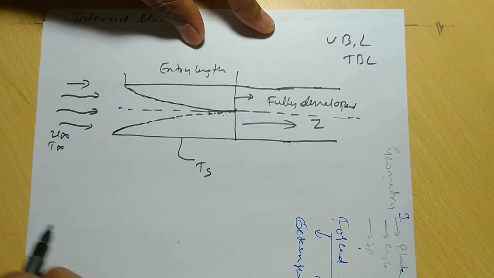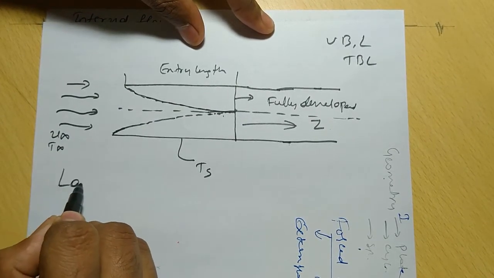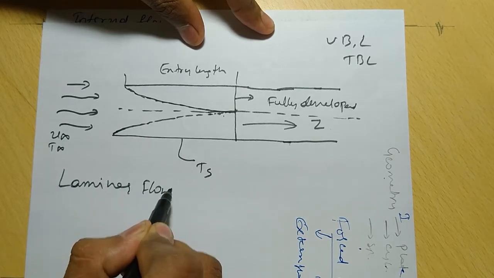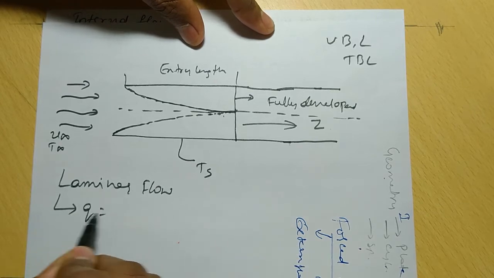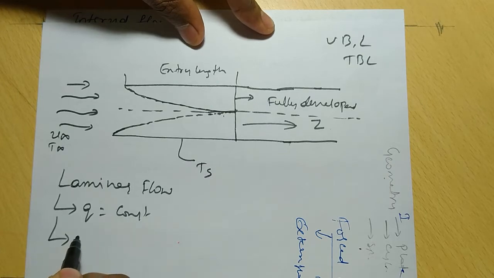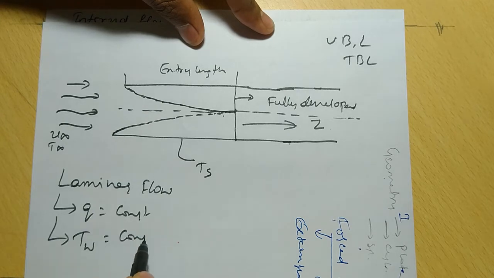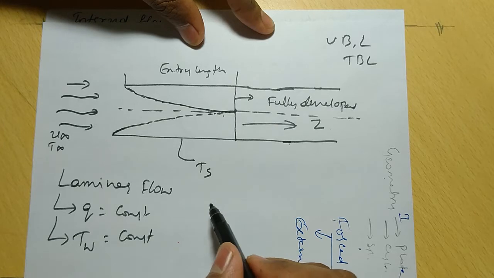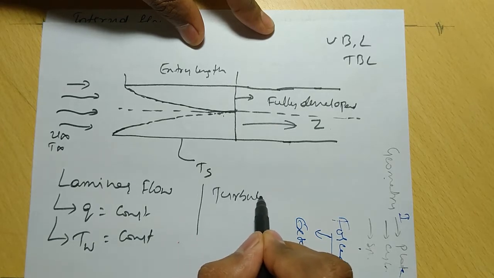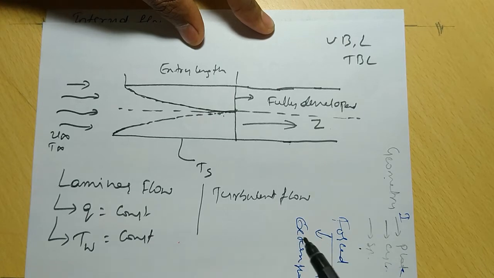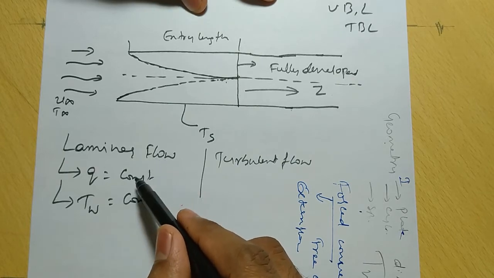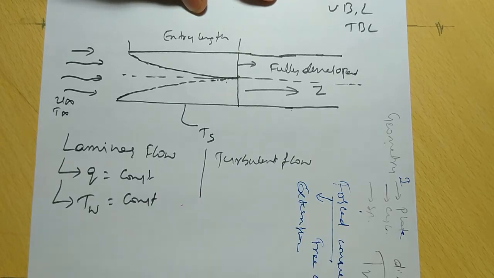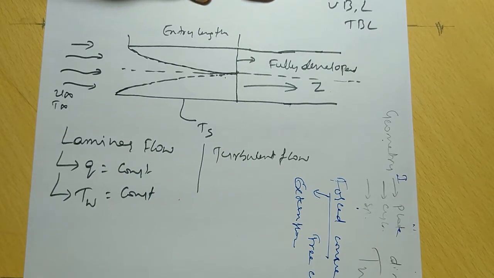In internal flows also there are different problems, such as laminar flow, as you studied in external flow. In the same way here also there is laminar flow with constant heat flux condition, and constant wall or surface temperature. It is the same as what we studied in external flow, and turbulent flow also comes. We will check the equations we are going to use for laminar flow with constant heat flux, constant wall temperature, and turbulent flow.